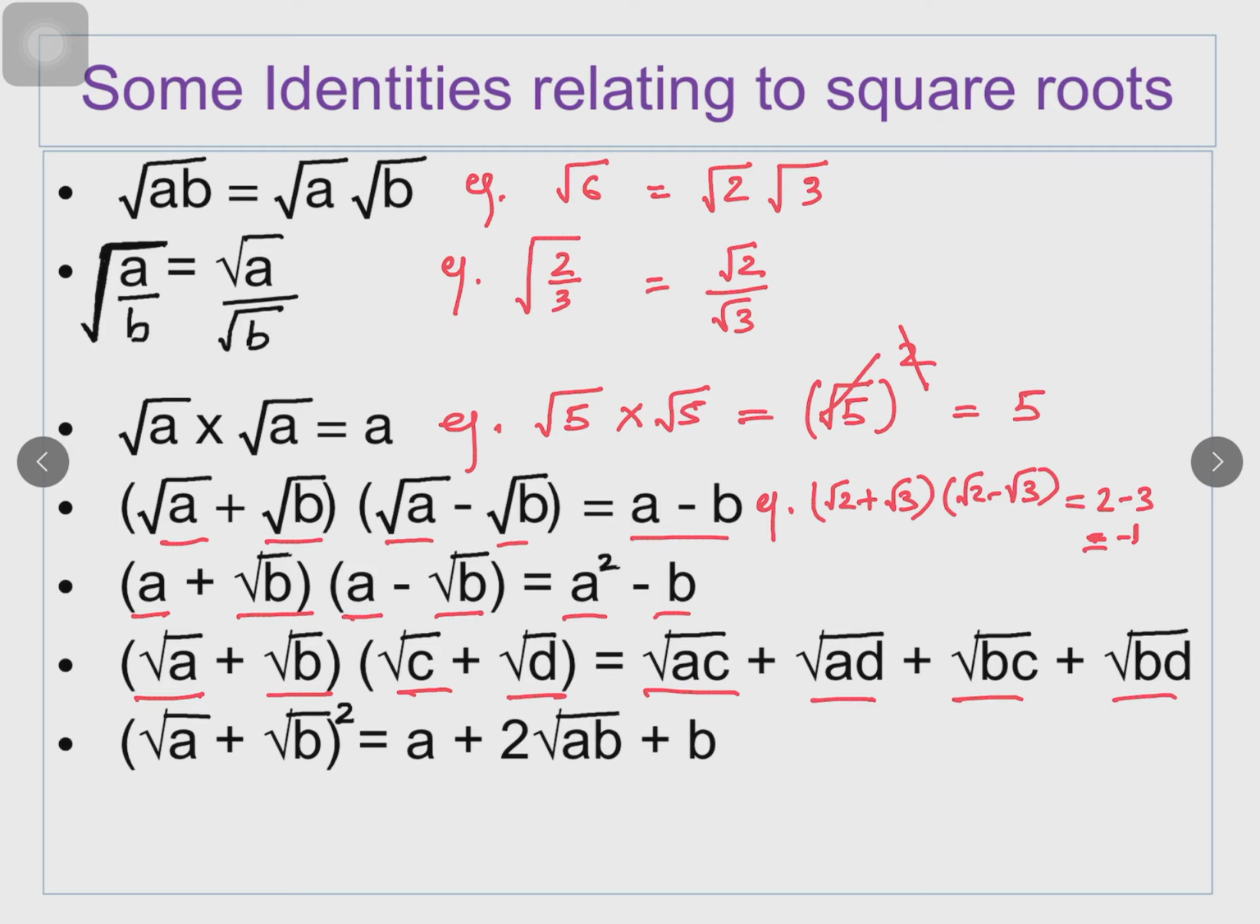root A plus root B whole square is equal to A plus 2 root AB plus B. This is similar to the identity A plus B whole square, which is A square plus 2AB plus B square. Here the first term is root A, and root A square is A. Similarly, the second term is root B, and root B square is B. So these are some identities that we are going to use in the next exercise.